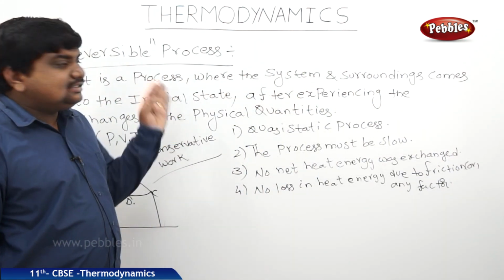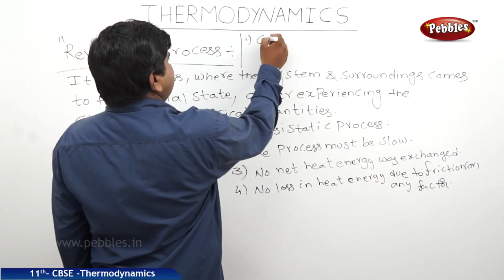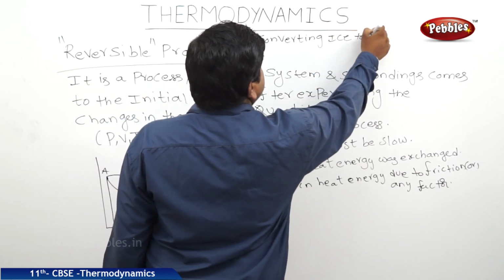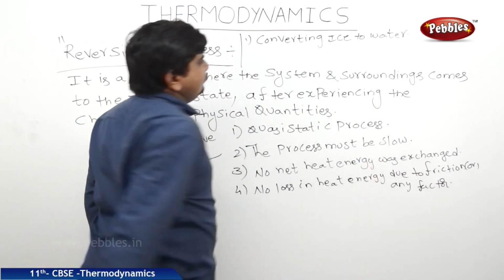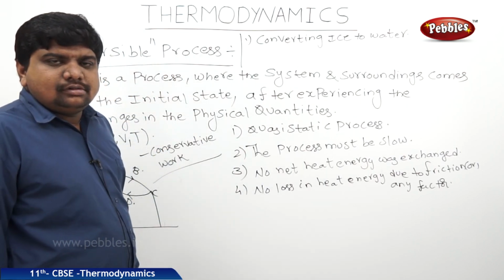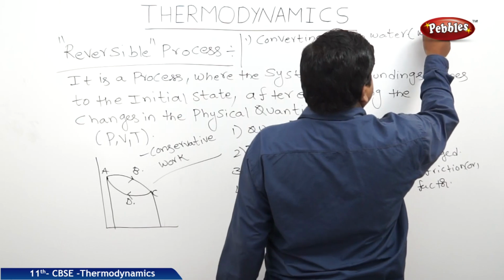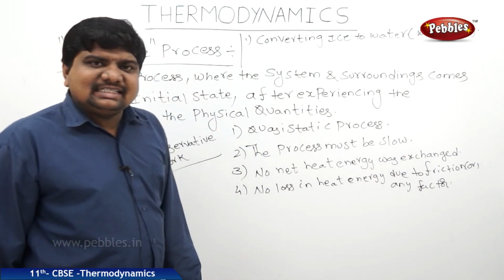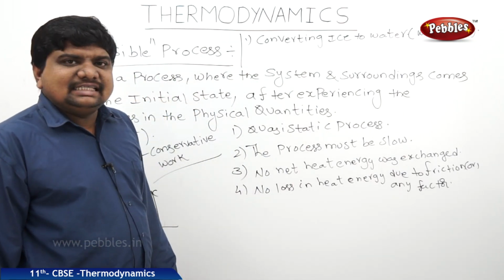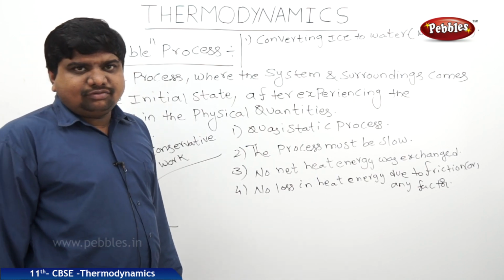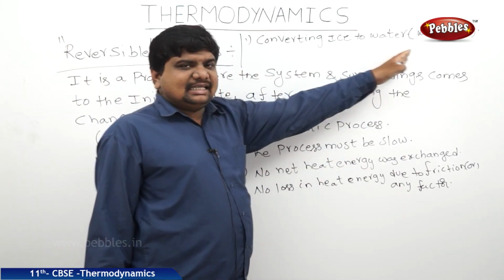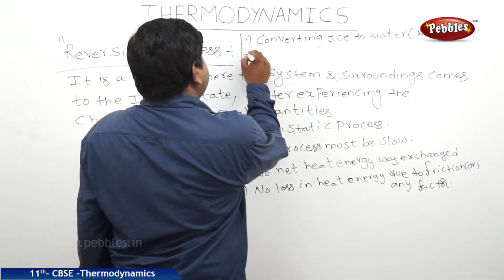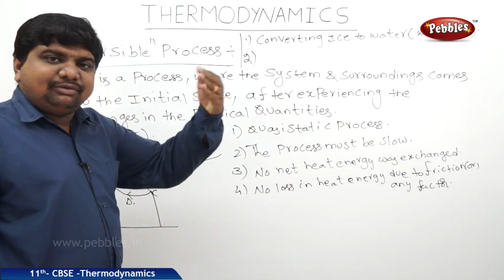What are the examples for this reversible process? First one, converting ice to water is an example, and water to ice. Ice to water is an increase in the temperature and water to ice is a decrease in the temperature. So what we can expect is water to ice is such an example for the reversible process by keeping the temperature constant. The second one is converting steam to water.